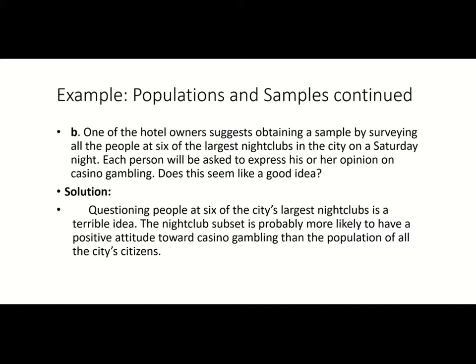You can see down below, think about this. They want to survey the citizens of the city, but they are going to go into 6 of the largest nightclubs on a Saturday night and survey all of those people. This would not be a good representative sample of the population because they're surveying everybody at a nightclub on a Saturday night. Those are probably people that are more favorable towards gambling or casinos because they're favorable towards nightclubs and going out on a Saturday night. That could be one subset.